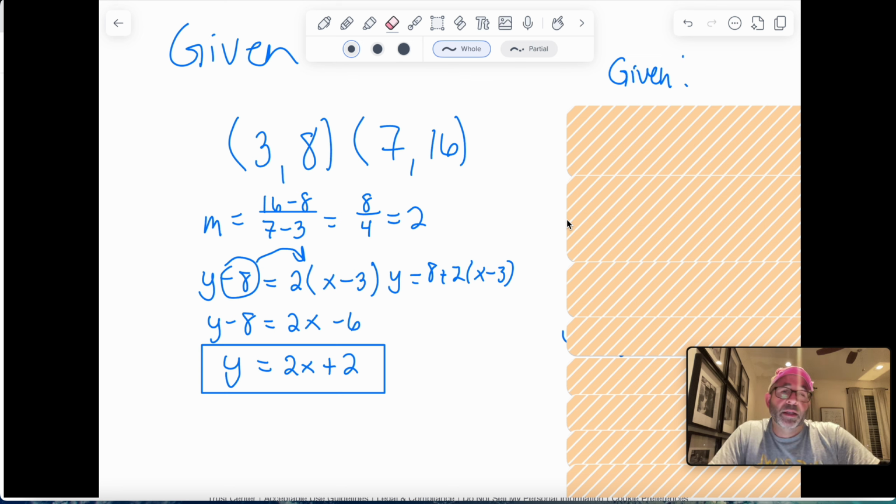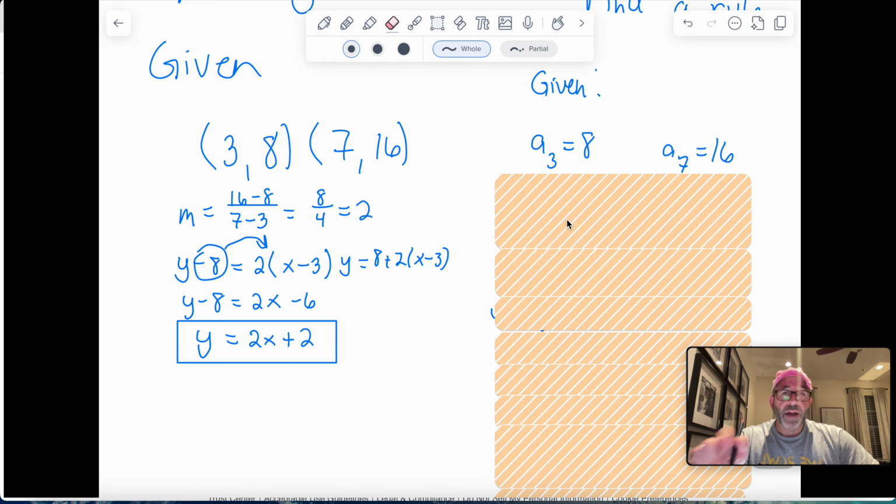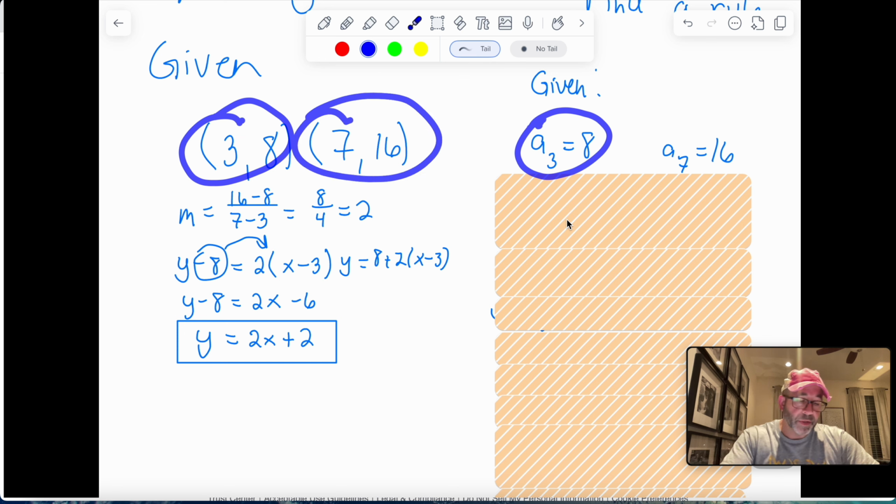I want you to understand that these problems that we're doing are very similar to things that you've done already in the past. In fact, they're identical. It's just that we don't use x and y. We're talking about using n and the nth term, right? So the first being this value, the third being this value, the seventh being this value. So what does that look like in a problem in this unit? Notice here that what I'm giving you is a coordinate (3, 8), but I'm saying the third term is equal to 8. The seventh term is equal to 16. Okay, so there's a similarity there.